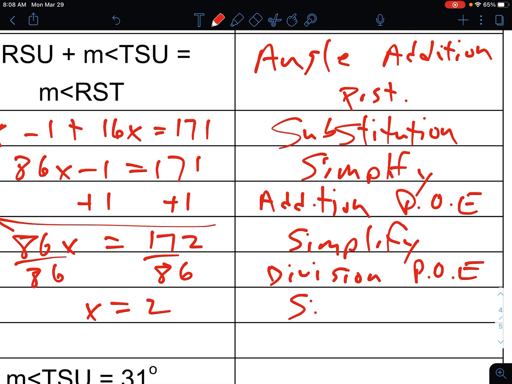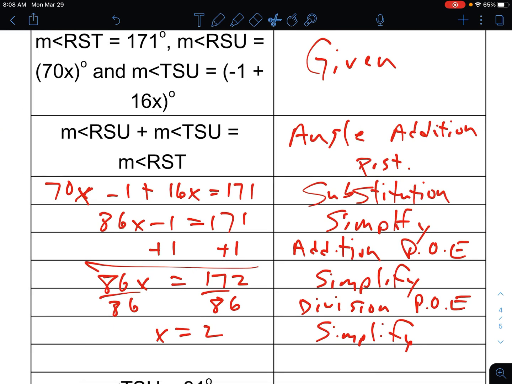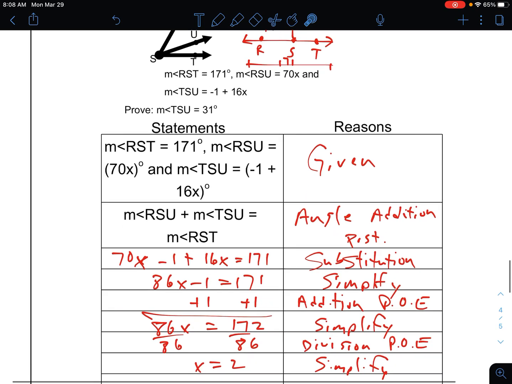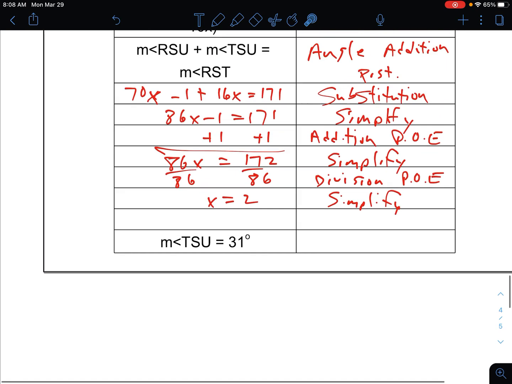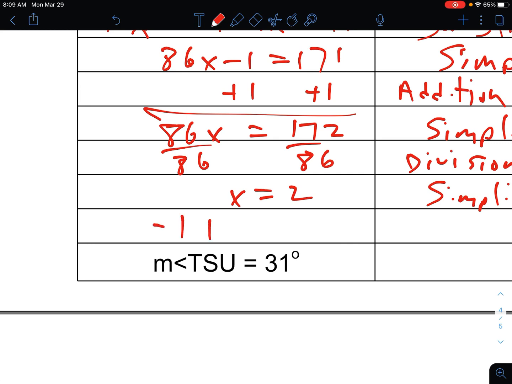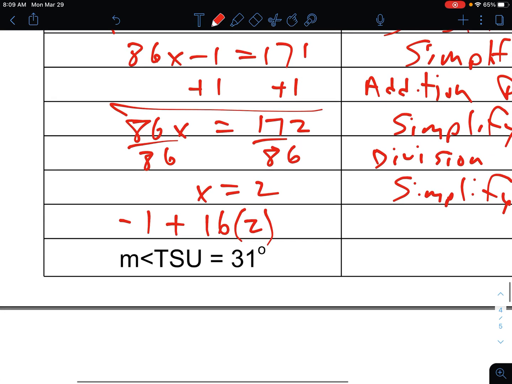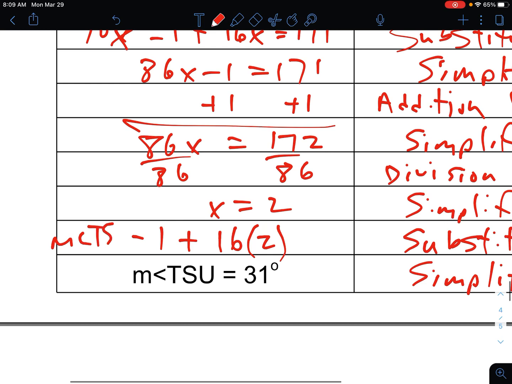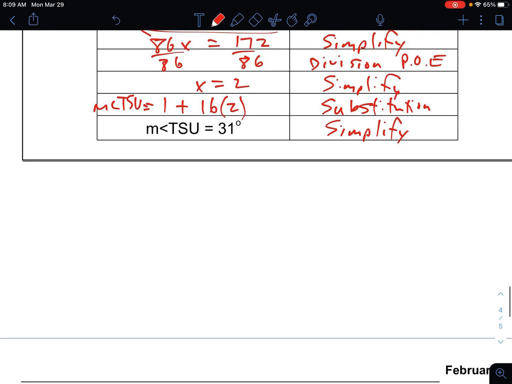So a lot of the geometry that we're doing here is by definition, okay? Once we set up the geometry piece here, using the angle addition postulate, that's the big geometric piece here, and then prove TSU equals 31. Well, TSU is -1 plus 16x, so we're going to do -1 plus 16 times 2. That's substitution. And then we're going to simplify at the end. So measure of TSU equals -1 plus 16 times 2. And then you simplify the math, you get 31.